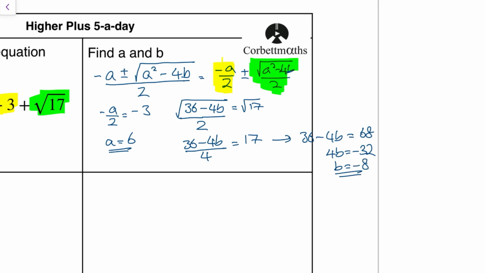Let's write it out to be clear. So always make sure your examiner knows exactly what your answers are. So therefore, a is equal to 6 and b is equal to minus 8. Not a terrible question, but I suspect quite a few of you might struggle on that question. So really good question. I like that one.